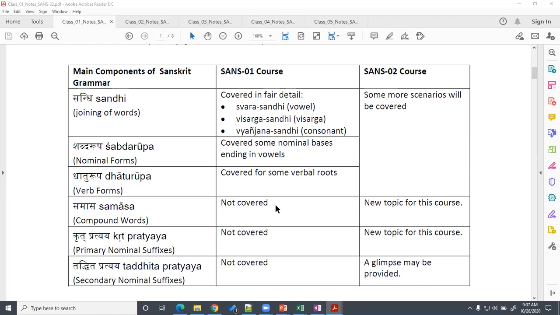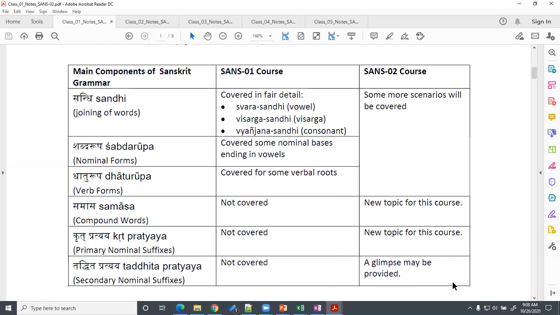Sanskrit 2 course, we decided that in addition to what we covered in Sanskrit 1 course, we did cover those things, plus we covered the new topics, Samasa and Krut Pratyaya. And Tadhita Pratyaya, a glimpse may be provided, we said. So we did cover some Tadhita Pratyaya, but I did not specifically mention that those are Tadhita Pratyaya words.